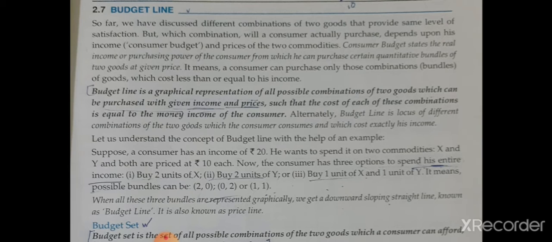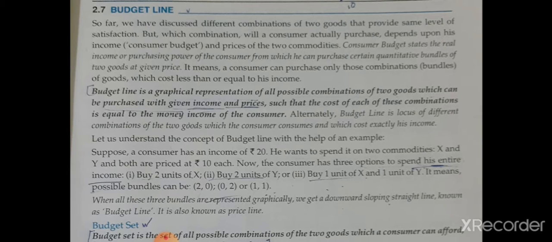So the combination that gives the maximum satisfaction, that combination you will select based on the price of the two commodities and your consumer budget or your income. Budget line is a graphical representation of all possible combinations of two goods which can be purchased with a given income and prices. So here we are considering income and prices.